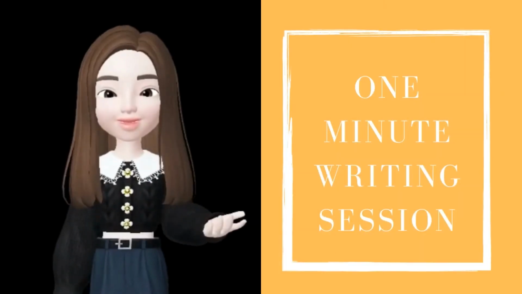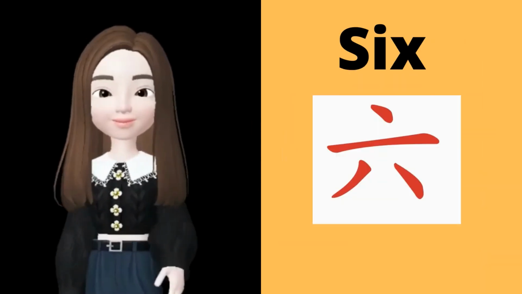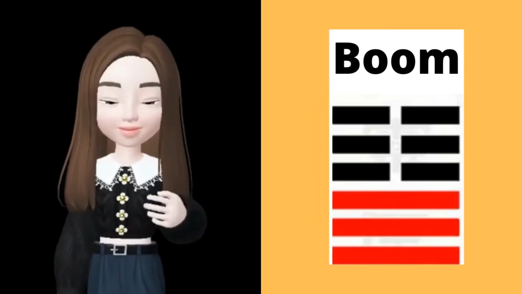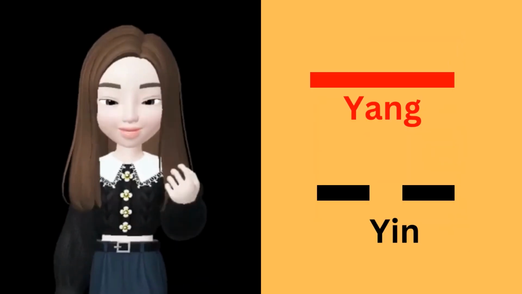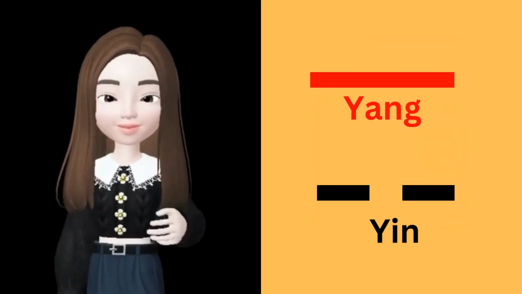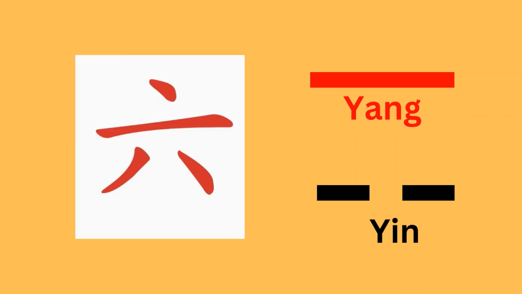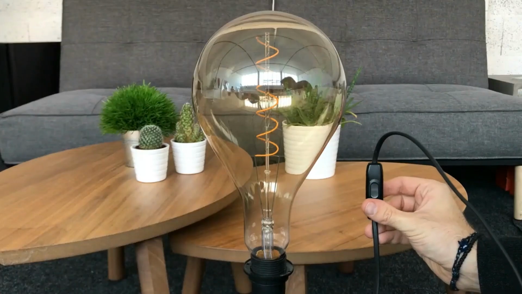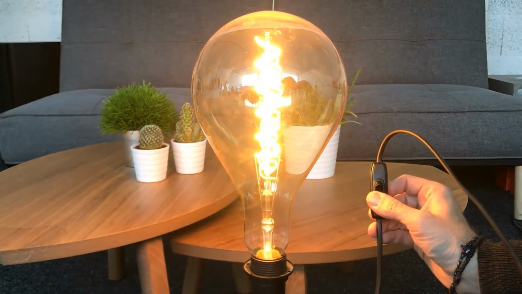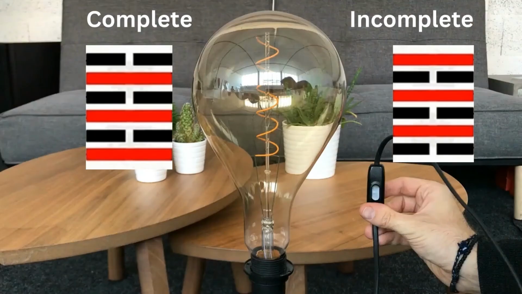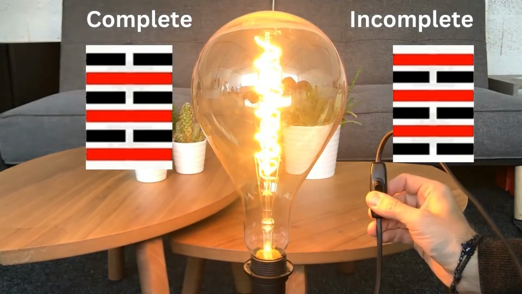Today in our 1-minute writing sessions, we learn character number 6. Hexagram is made up of 6 yaos. Yao can either be yin or yang. They are the secret code of the universe. In the Chinese character 6, you can find these 2 simple codes. 1 dot is yang. 2 dots are yin. Just like a switch. On and off, on and off, on and off. Life is all about yin and yang, complete and incomplete.